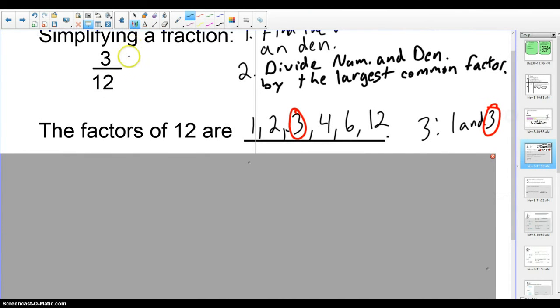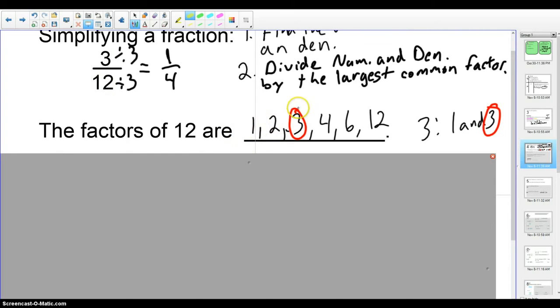So when we do that, we divide 3 by 3 and divide 12 by 3. And on top we get 1, and on the bottom we get 4. Now, one thing to notice, to make our jobs easier, start by listing the factors of the largest number. So in this one we would start by listing the factors of 12, just like we did.